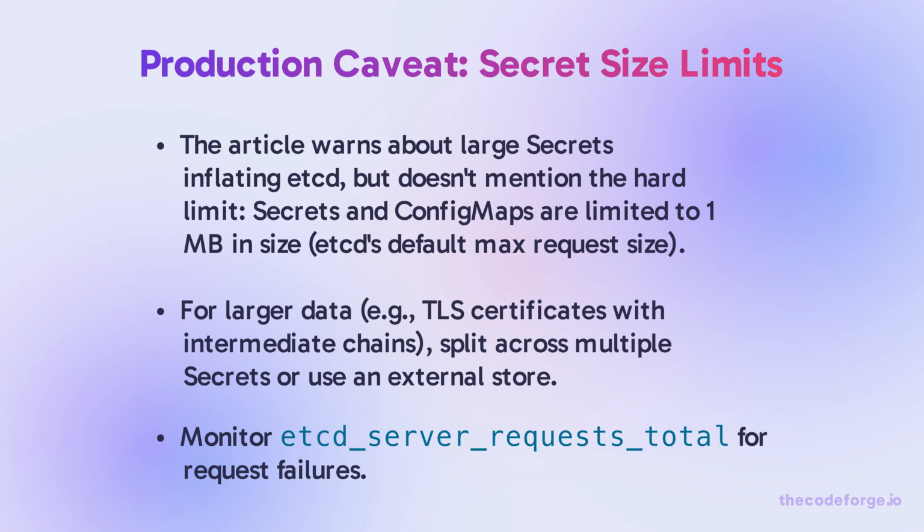The article warns about large secrets inflating etcd, but doesn't mention the hard limit. Secrets and ConfigMaps are limited to 1 MB in size, etcd's default max request size. For larger data, for example TLS certificates with intermediate chains, split across multiple secrets or use an external store. Monitor etcd server requests total for request failures.